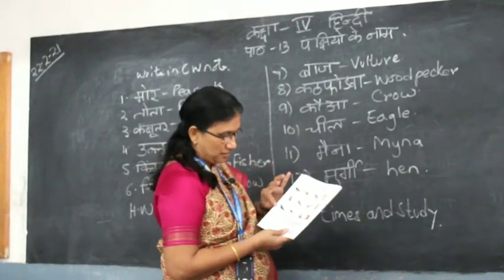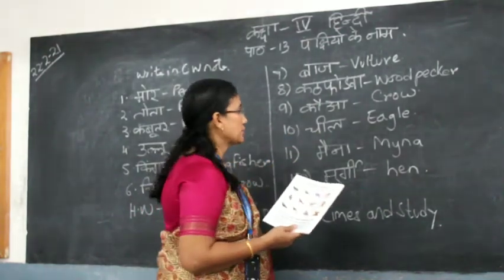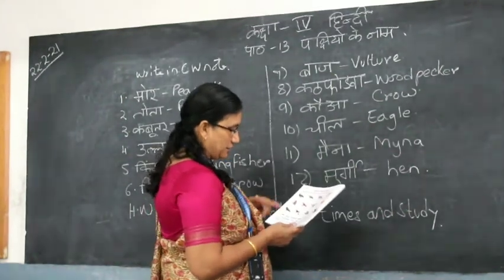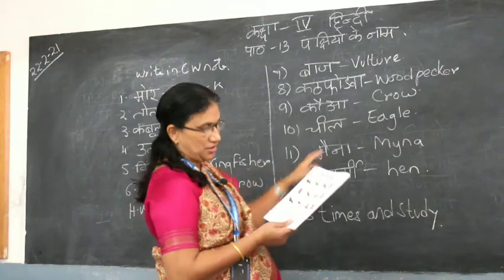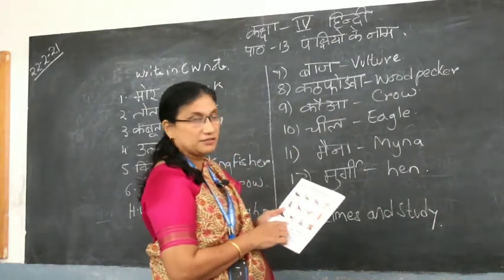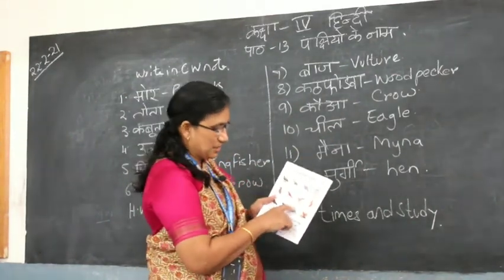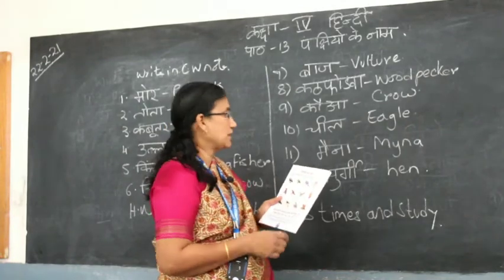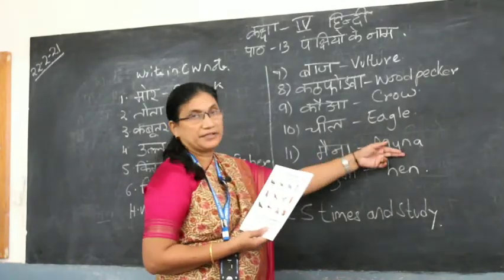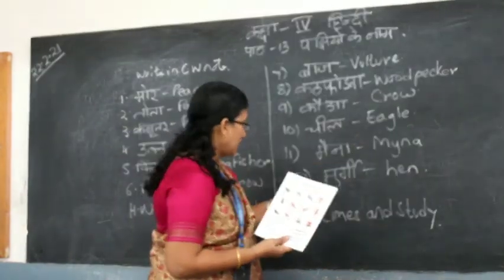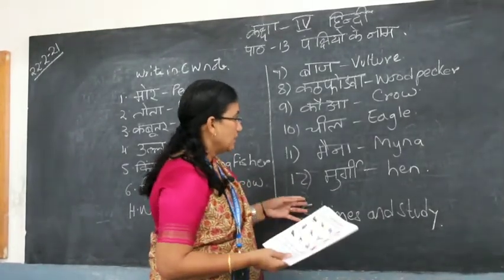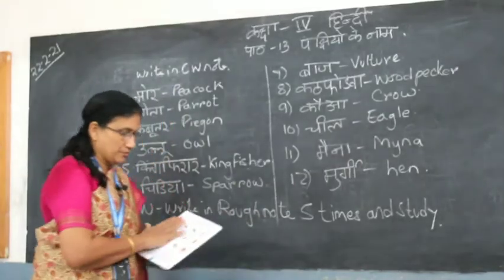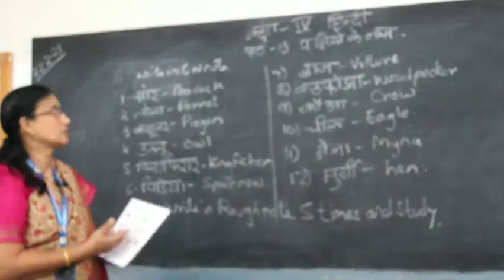Then you have a black color bird. Everyone knows kawa. It's known as crow. Then you have another bird here with brown wings. It's called cheel. Cheels are eagles. Then you have a bird with a yellow neck. The bird with a yellow neck is known as maina. In English too they are known as maina. And the last bird is a murgi. Murgi means a hen. Children, I have given you the English and the Hindi words on the board.